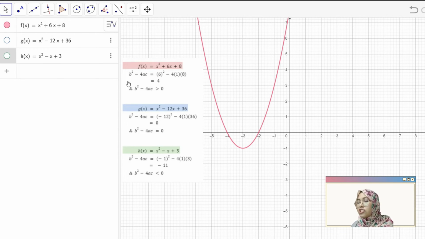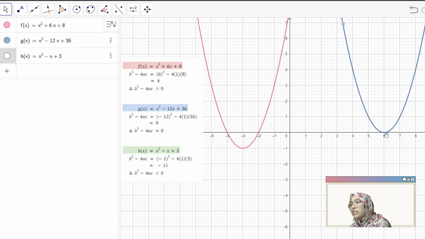For the second function, which is g(x) equal to x squared minus 12x plus 36, the b squared minus 4ac value is equal to 0. So here, we can see that the type of roots for g(x) is real but equal. So the graph of g(x) shows that the graph intersects with the x-axis at one point only, which is x equal to 6.